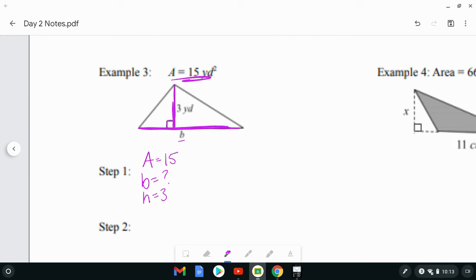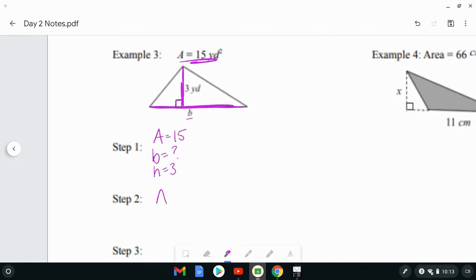Step 2, go ahead and plug it in to the actual formula. So area equals base times height divided by 2. Plug in what we know. We do know A is 15, so 15 equals B, we don't know, so it stays B, times 3 over 2.